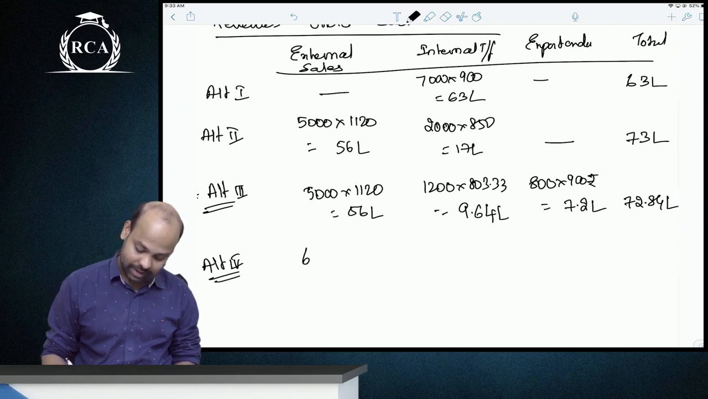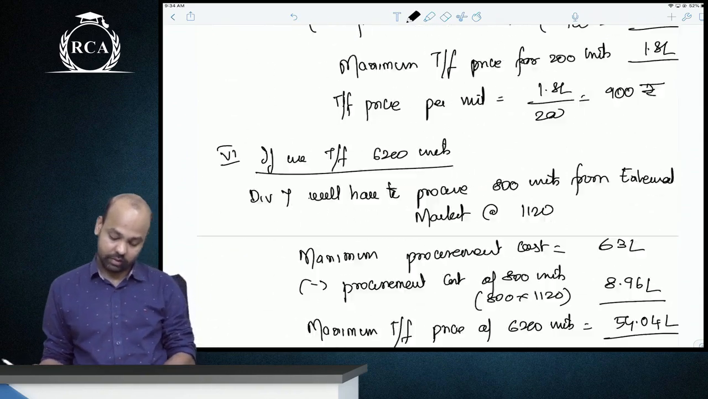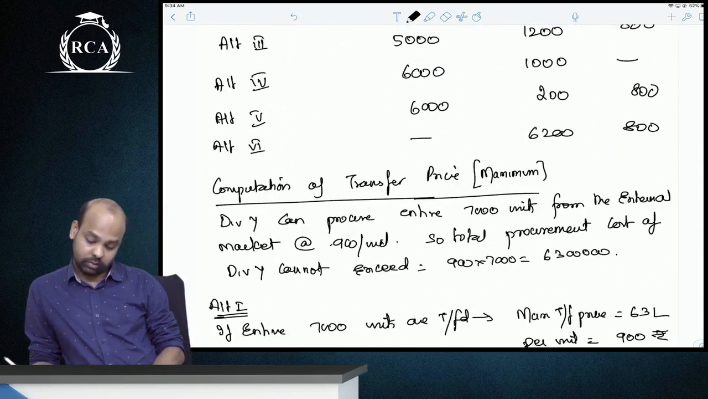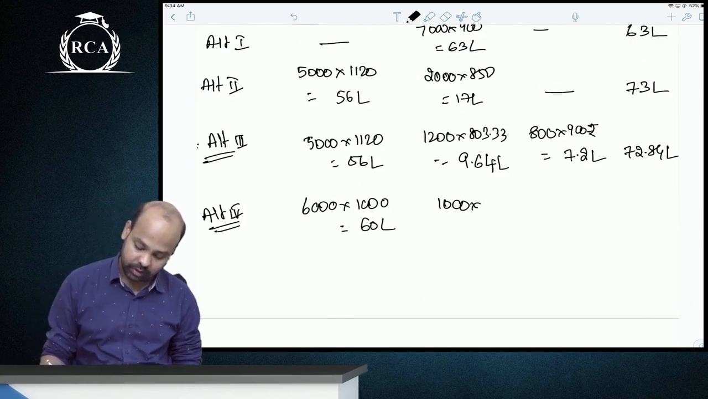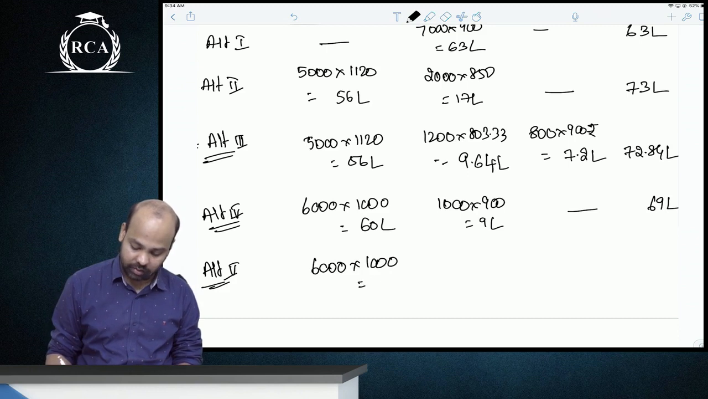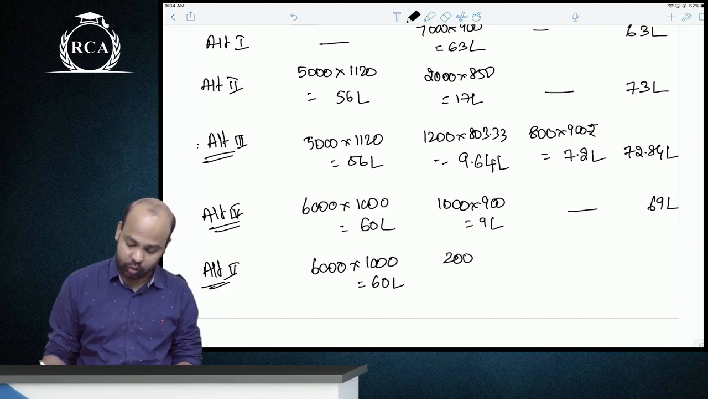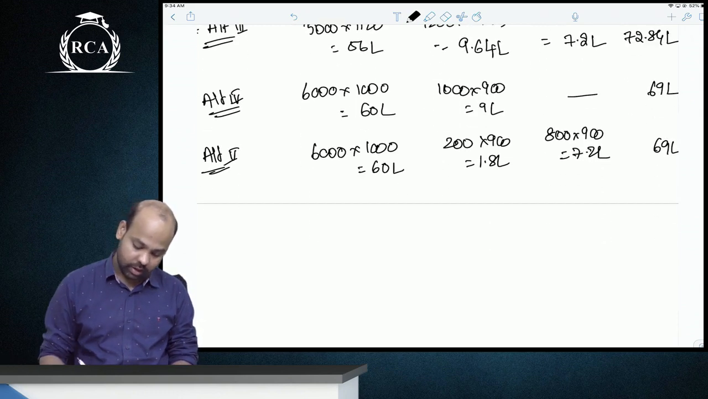Alternative 4: sell 6,000 units at a price of 1,000, that is 60 lakhs. 1,000 units internal transfer at 900 rupees, that is 9 lakhs. Put together, 69 lakhs. Alternative 5: sell 6,000 units in the external market at 1,000 rupees, 60 lakhs. Sell only 200 units internally at 900, 1,80,000. Export order at 900, same, 7.2 lakhs. Put together, 69 lakhs.